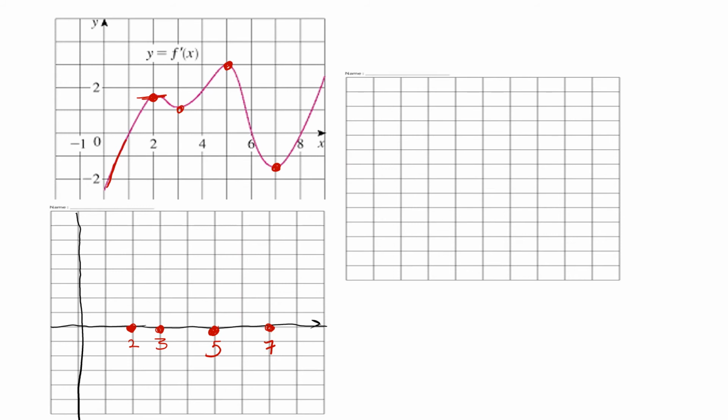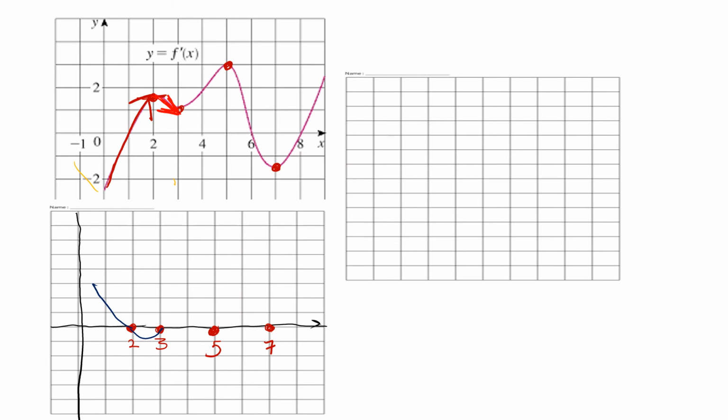Now from 0 till 2, the function is increasing. Increasing means that the slope is positive, so positive should be made above the x-axis. After that, between 2 till 3, my graph is decreasing, which means that the slope is negative. So between 2 till 3, I will make the graph below the x-axis.